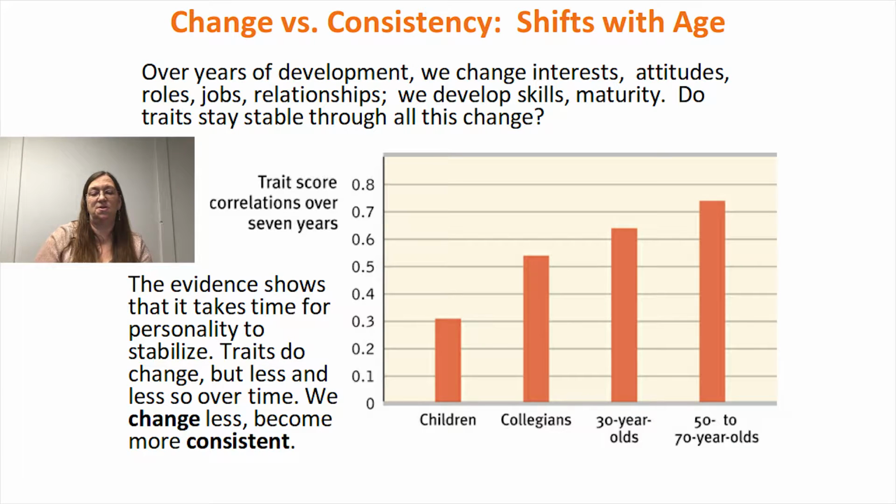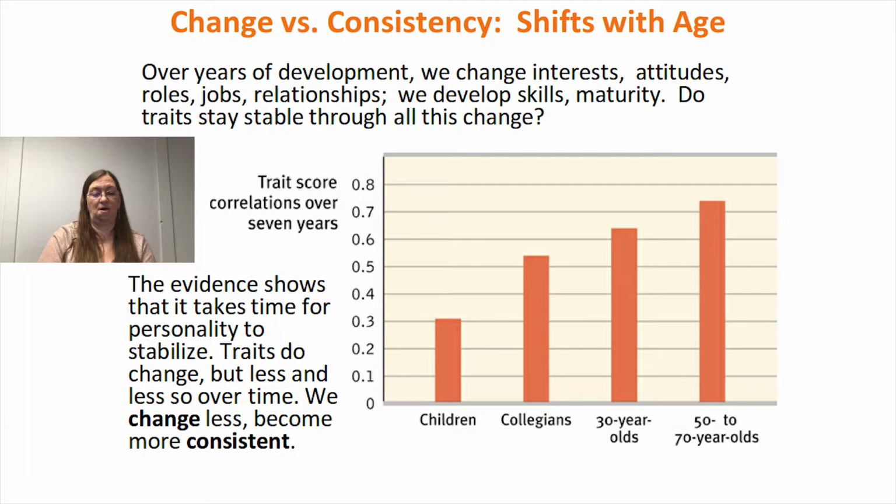When we look at change versus consistency that shifts with age, over the years of development, we change interests, attitudes, roles, jobs, relationships. We develop skills, maturity. So do these traits stay stable throughout all of those changes? So the evidence shows that it does take time for personality to stabilize, and traits do change, but less and less over the time. So we kind of are still figuring out who we are in those early childhood and adolescent years, but once we figure out all of the traits that are working solidly for us, we become much more stabilized in those traits. So we change less and become much more consistent as we age.